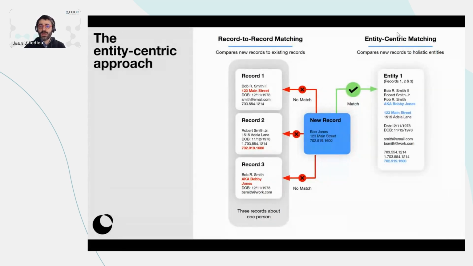By contrast, the entity-centric approach consists of creating a holistic understanding of the records, combining the various pieces of information. And then when that new record comes up, we see that we have matches across 3 pieces of information, and we can confidently resolve the new record with the previous records. So that's the entity-centric approach and its benefits.